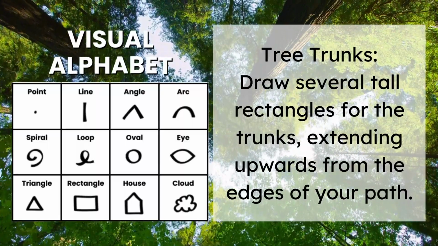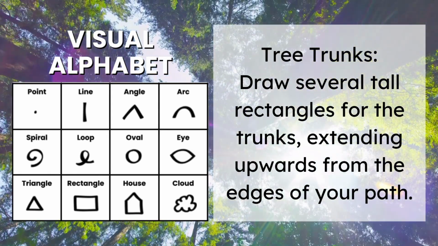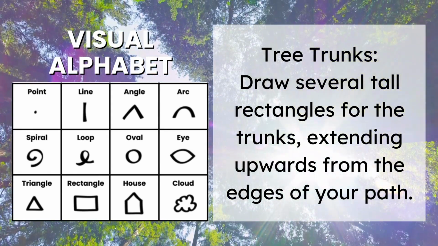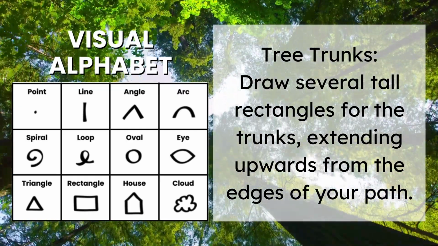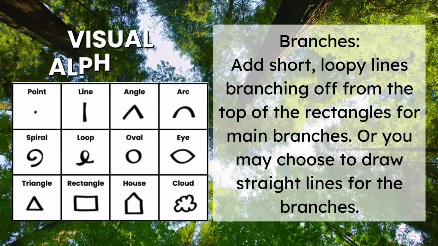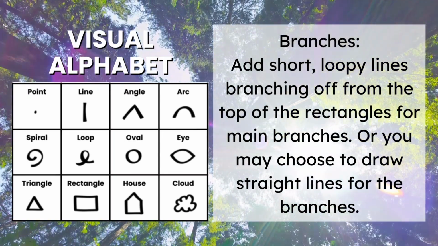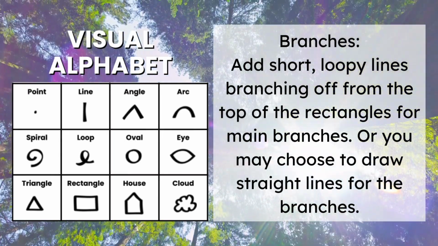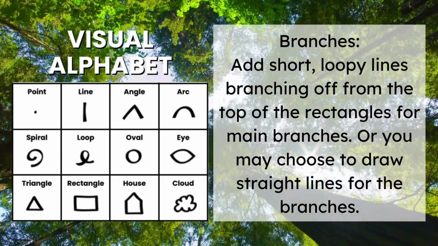Tree trunks. Draw several tall rectangles for the trunks, extending upwards from the edges of your path. Now let's add some branches. Add short, loopy lines branching off from the top of the rectangles for the main branches. Or you may choose to draw straight lines for the branches.